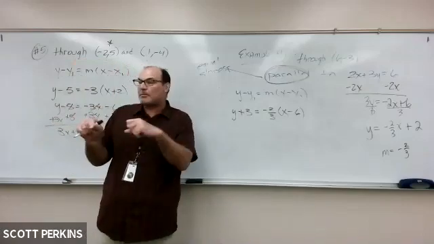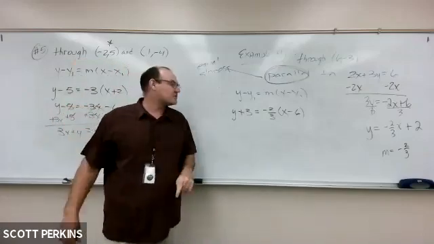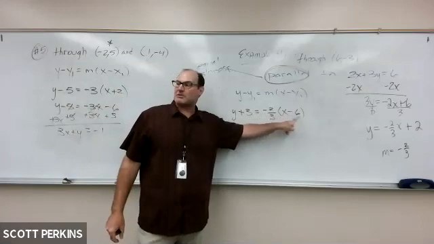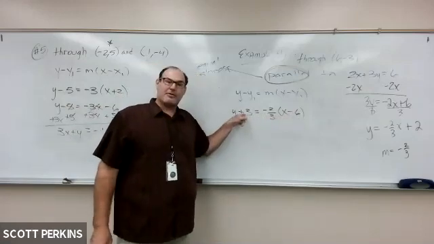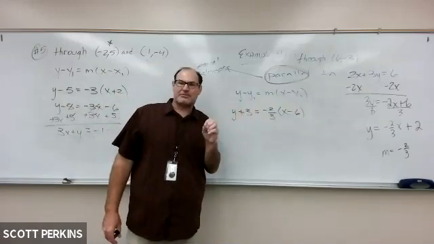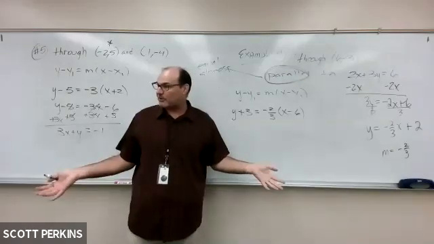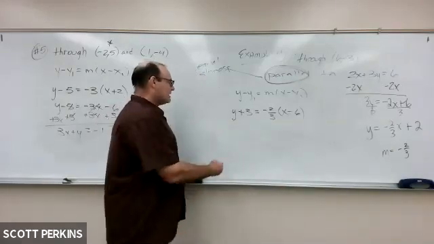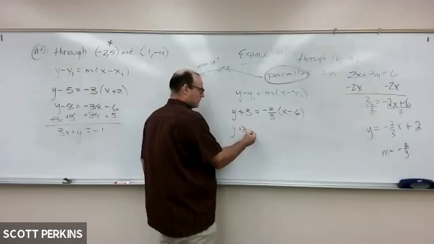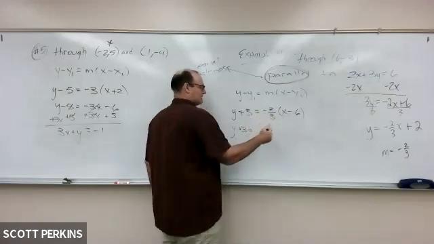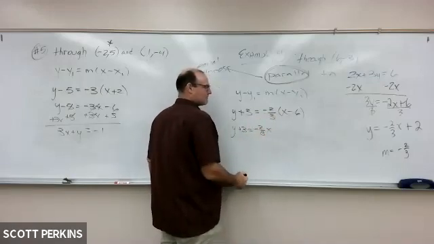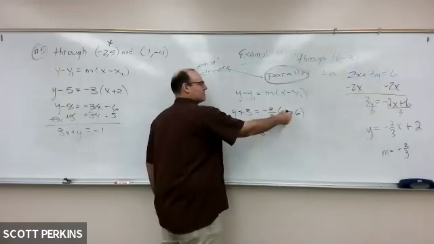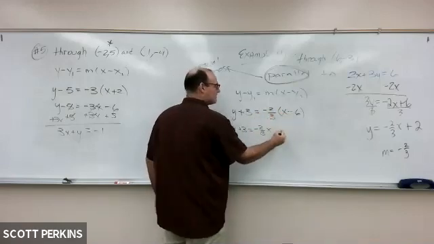So if you flip back a couple pages in your notes, I told you the 2 steps. The 2 steps are I'm going to distribute, and then I'm going to bring the 3 over. Okay, so a little bit different steps because I will ask for the other format that we've already looked at. So when I distribute, negative 2/3 times x is negative 2/3 x. Negative 2/3 times negative 6, and negative times a negative is positive.